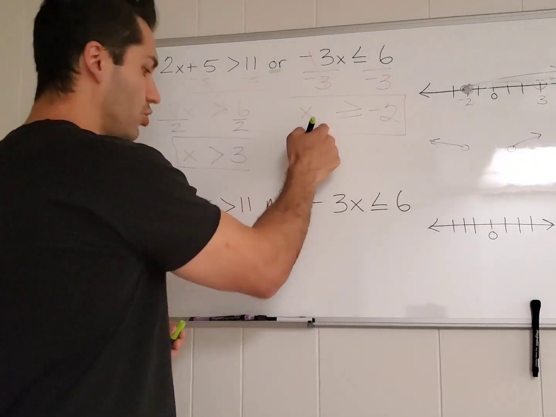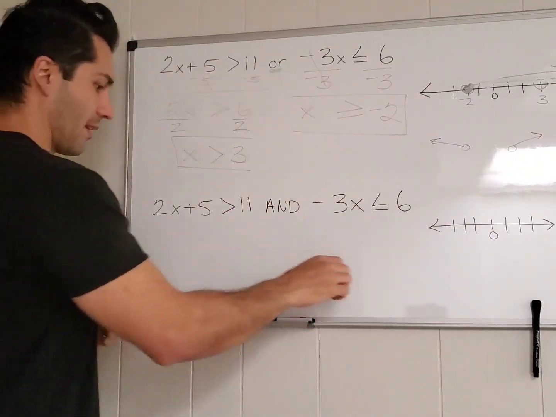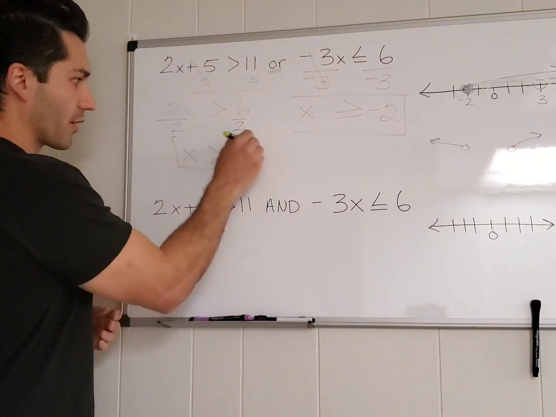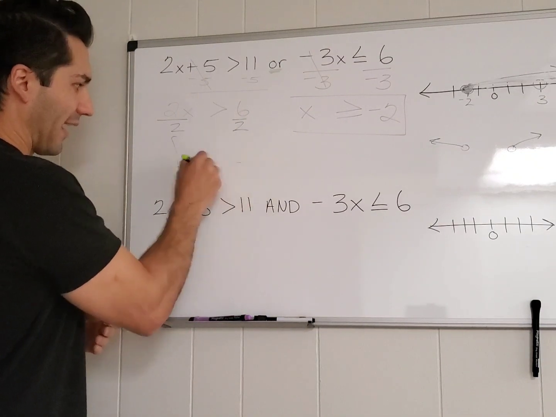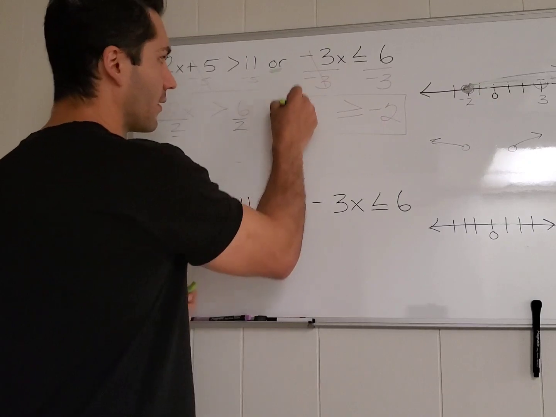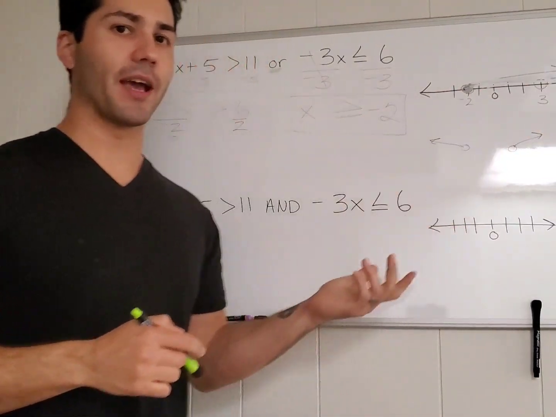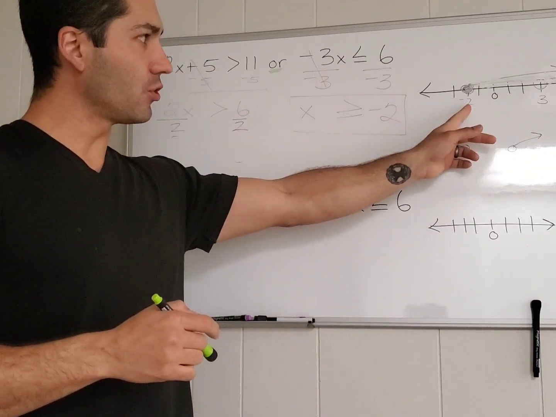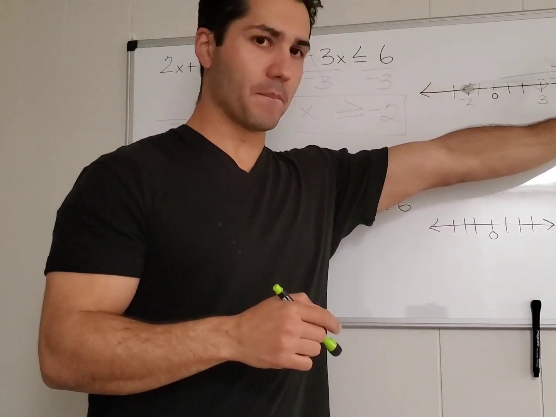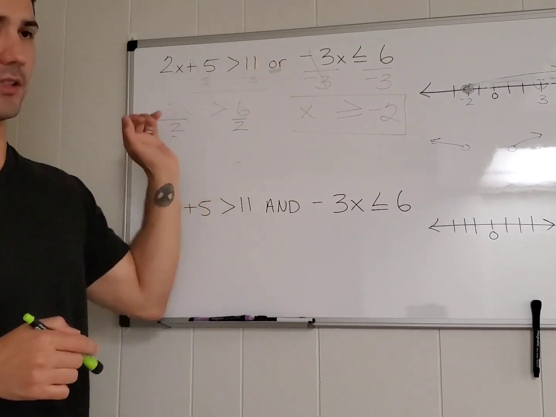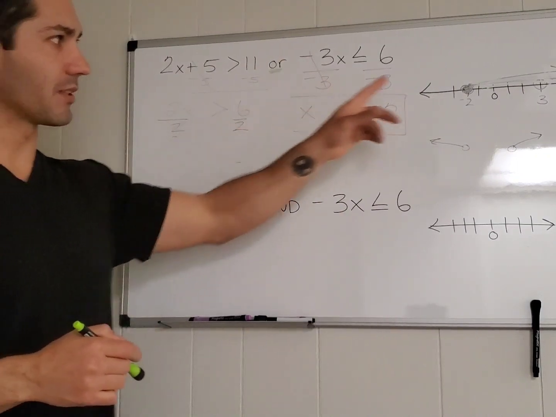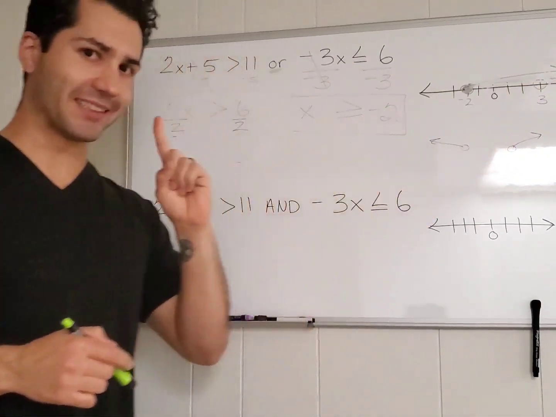So my answer is just this. I don't actually need this. I did this work, but my answer is just that. From -2 on is okay. -2 and bigger will work for both of these. Okay, once again, it's an OR statement because it has at least one thing. Remember, an OR statement, you need at least one to work.